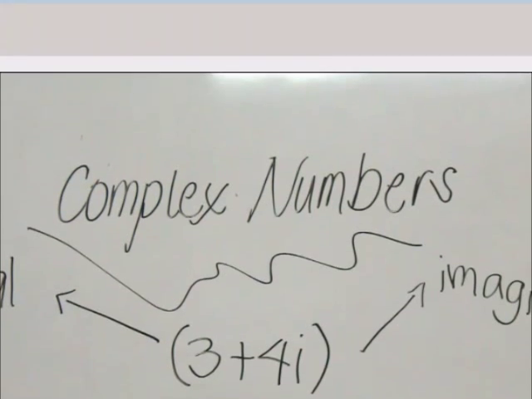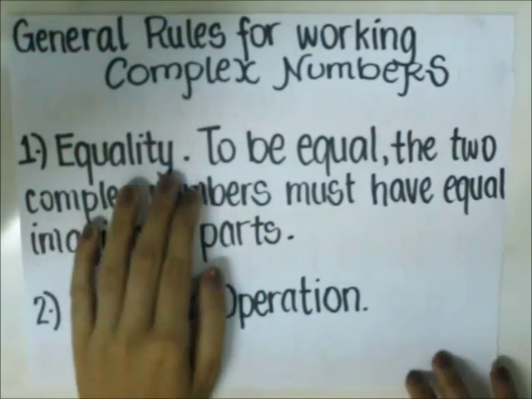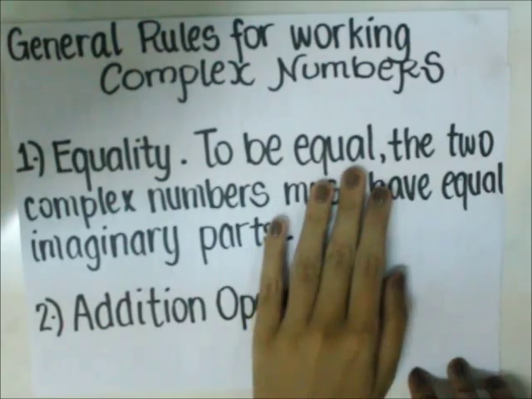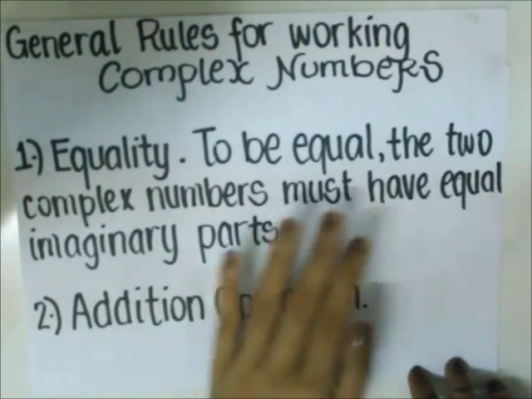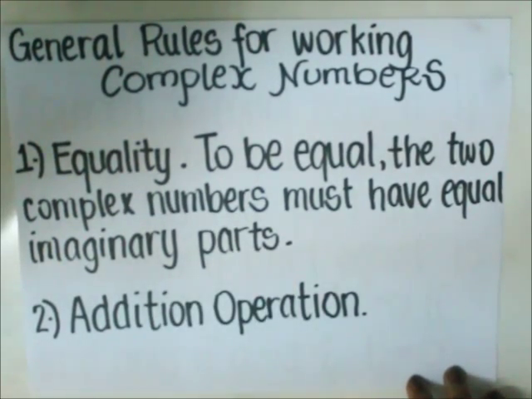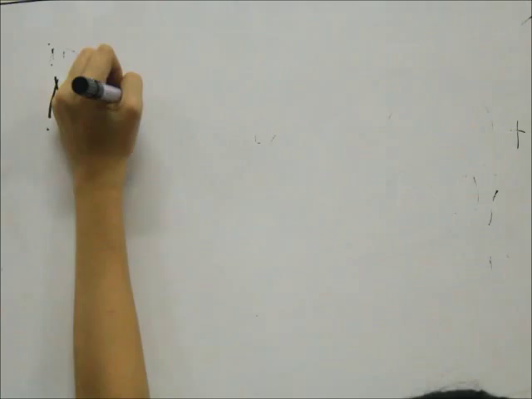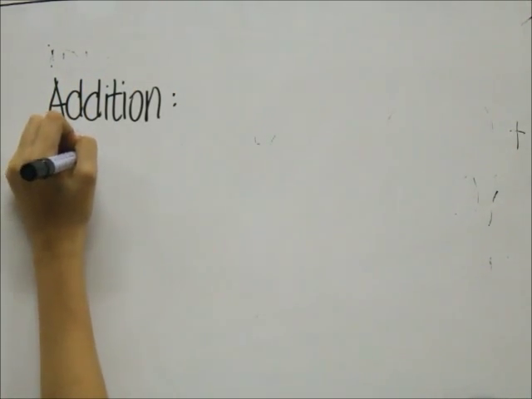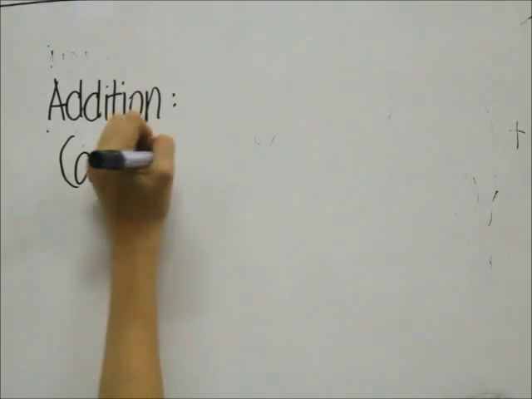The general rules for working with complex numbers are as follows. First is the equality. To be equal, two complex numbers must have equal real parts and equal imaginary parts. Second, the addition operation. To add two complex numbers, the real parts and the imaginary parts are added separately.